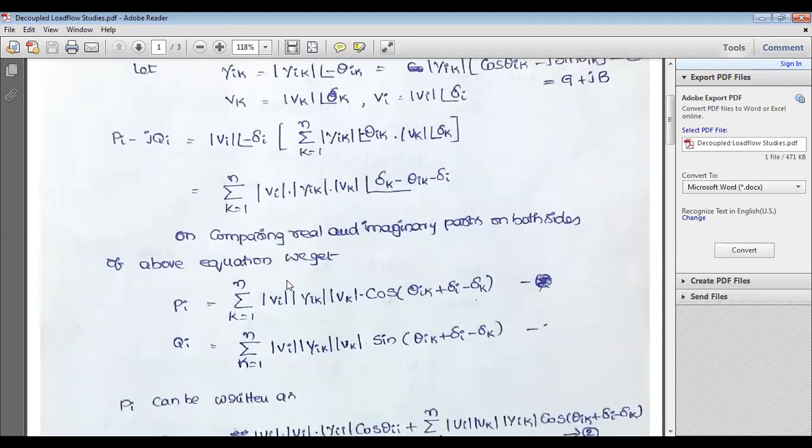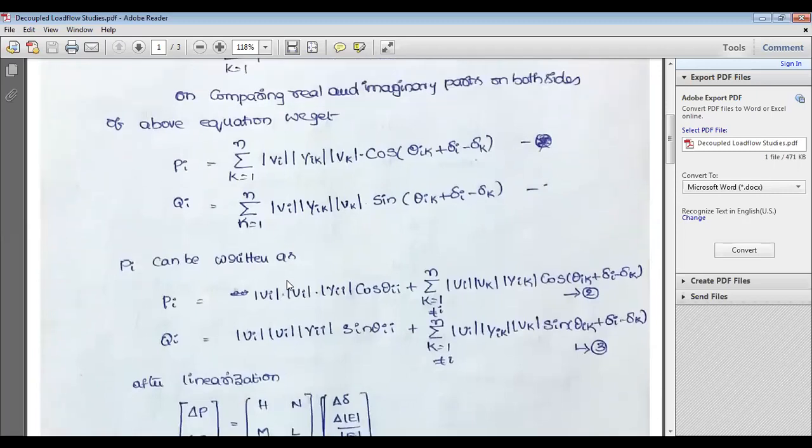Okay, completed. Next. Just now we compared the real parts and imaginary parts of that Pi minus jQi. So we got Pi is equal to this one and Qi is equal to this one. Later I am considering Pi and Qi individually, and I also separated the diagonal elements and non-diagonal elements. Diagonal elements are nothing but self-admittances. Off-diagonal elements are mutual admittances.